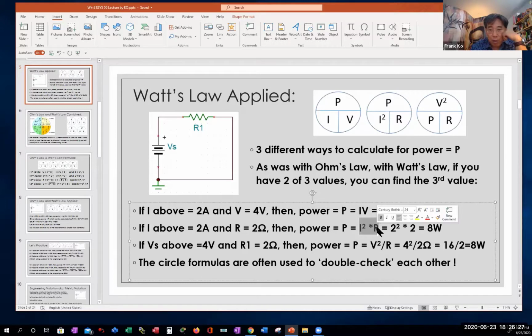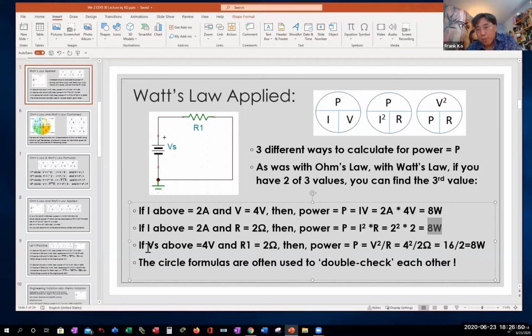I squared times R, which is equal to 2 amps squared times 2 ohms. What's 2 squared? 4. What's 4 times 2 ohms? 8 watts. Interesting. Same power, calculated using a different formula circle because the parameters of the circuit are the same.